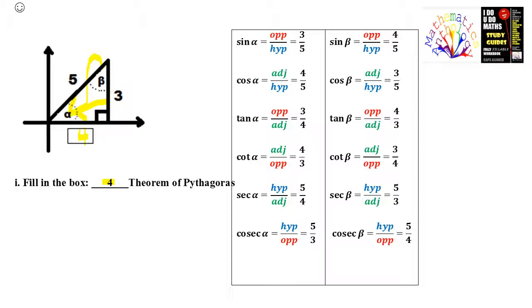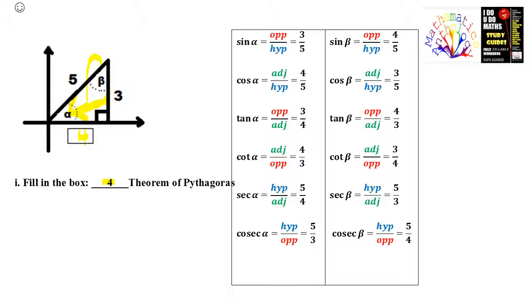Tan of alpha. Tan is opposite over adjacent. So opposite to alpha is 3, adjacent to alpha is 4. So 3 over 4. Cot of alpha. Cot is adjacent over opposite, so adjacent is 4, opposite is 3, so 4 over 3. Sec of alpha is hypotenuse over adjacent. So hypotenuse is 5, adjacent is 4, so 5 over 4. And cosec alpha is hypotenuse over opposite. So hypotenuse is 5, opposite is 3, so 5 over 3.